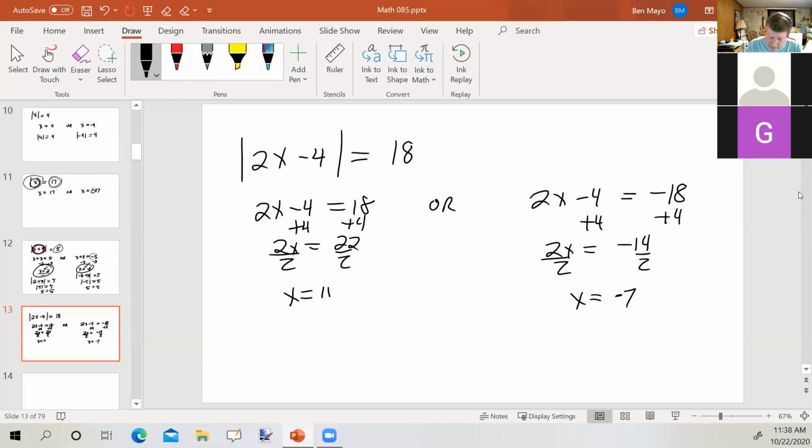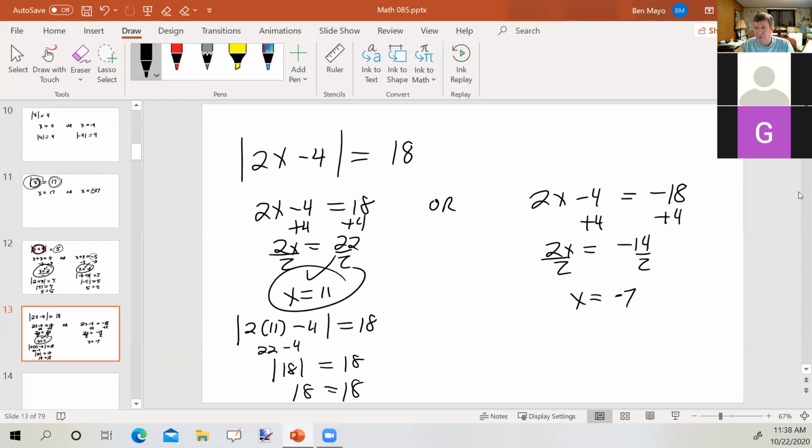x equals -7. Let's check our work. If x is 11, the absolute value of 2 times 11 minus 4 equals 18. Well, what is 2 times 11? 22. And what's 22 minus 4? 18. So here we'd get the absolute value of 18 is 18, so 18 equals 18. x equals 11 checks.